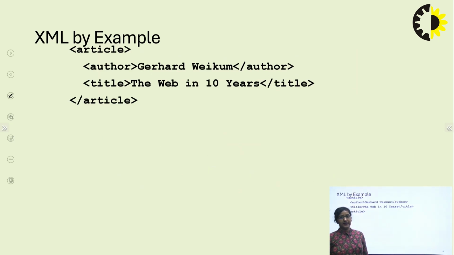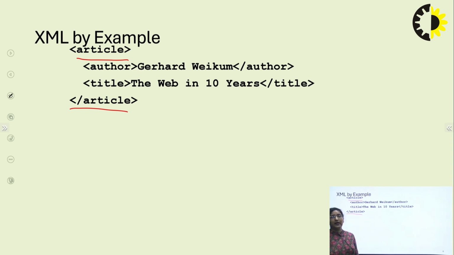Let's see XML with the help of an example. In XML we create our own tags. In this example, I am creating my tag article. In XML, each tag that is opened needs to be closed. That means XML uses pair tagging. So article is opened, and here it is closed.